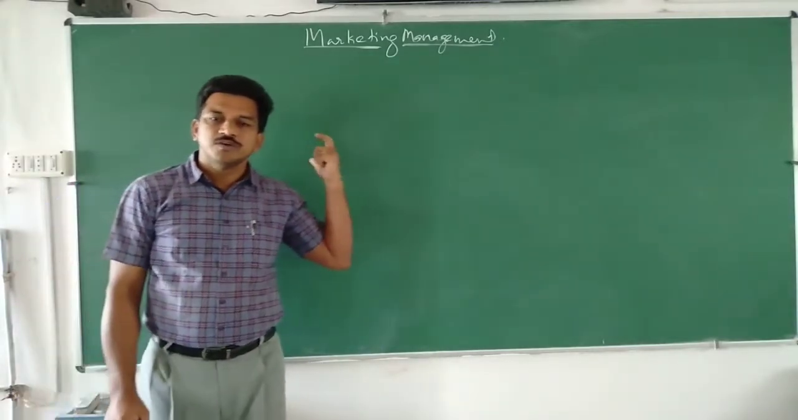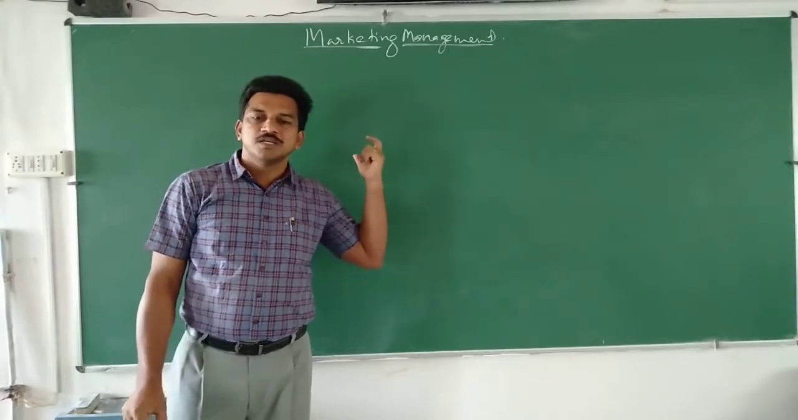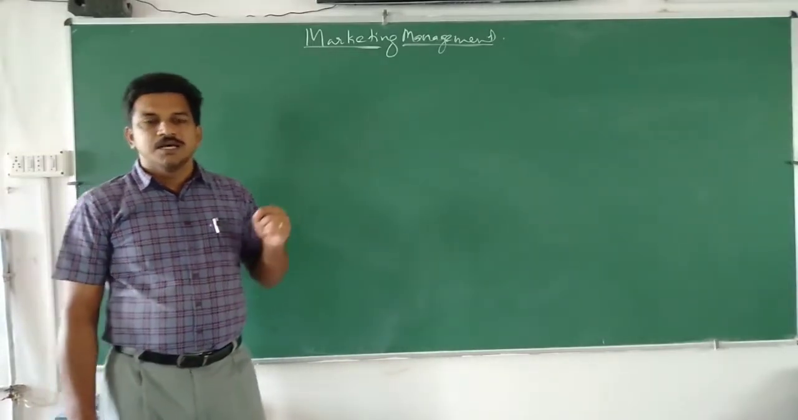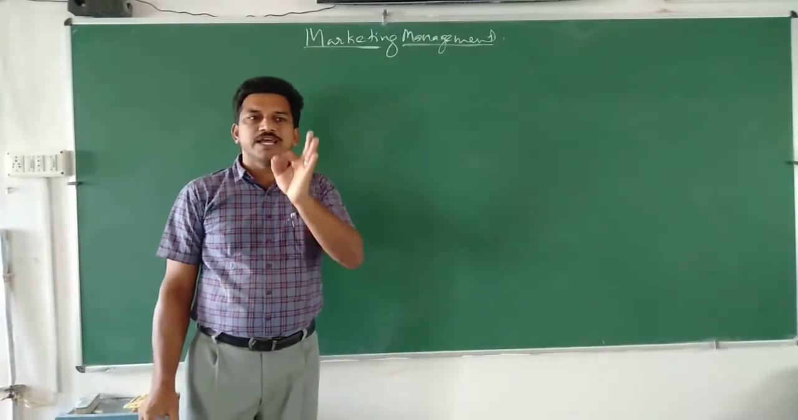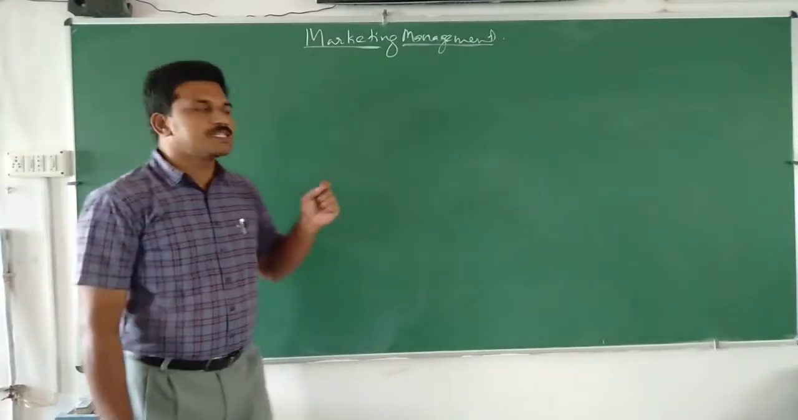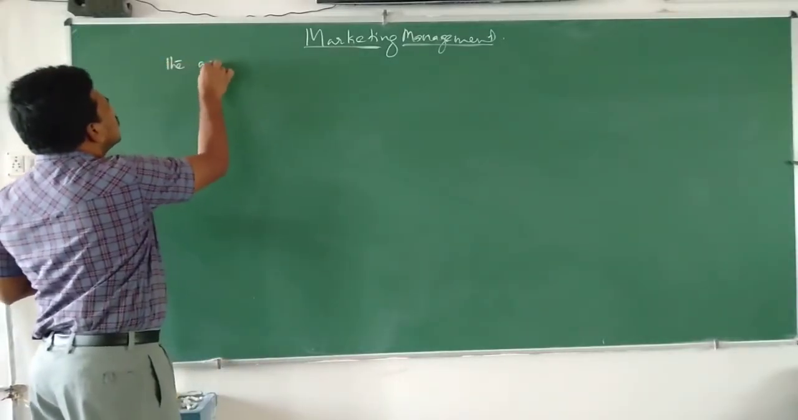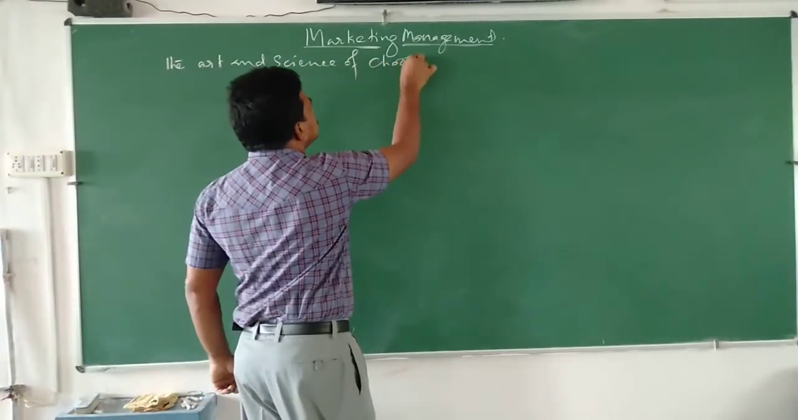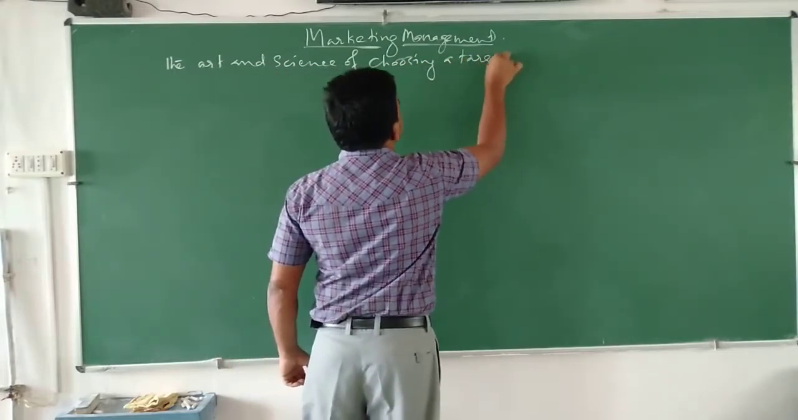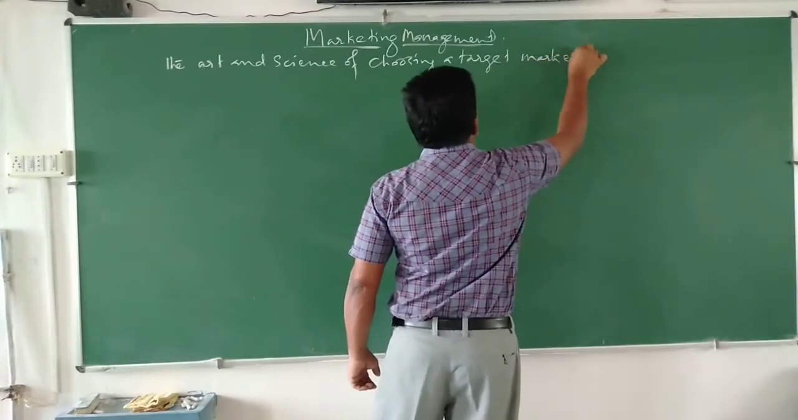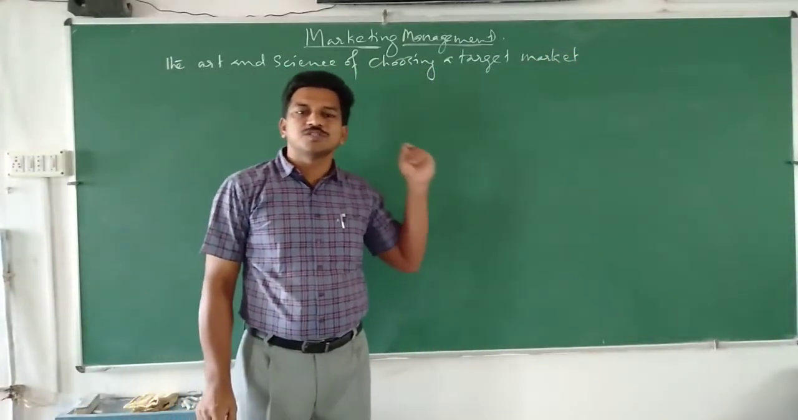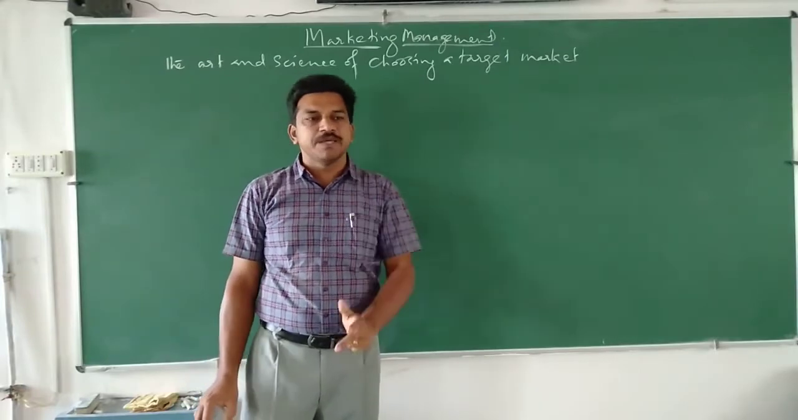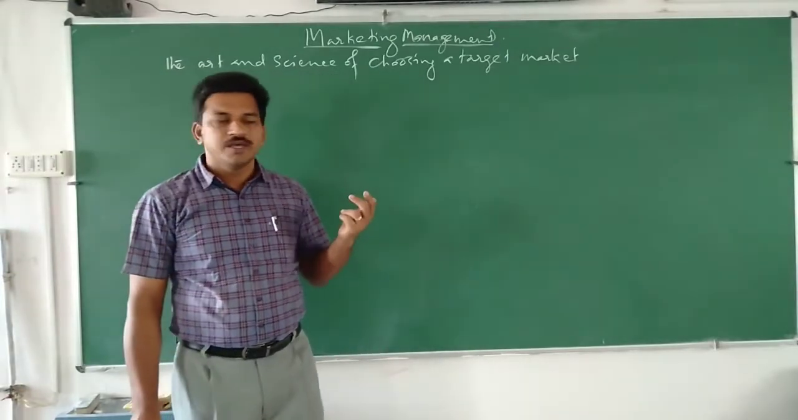We can explain with the help of a definition given by a famous marketing expert called Philip Kotler. Philip Kotler says that marketing management is the art and science of choosing a target market, not only that, and getting, keeping and growing customers.